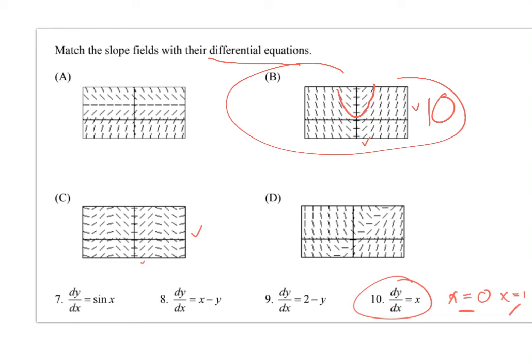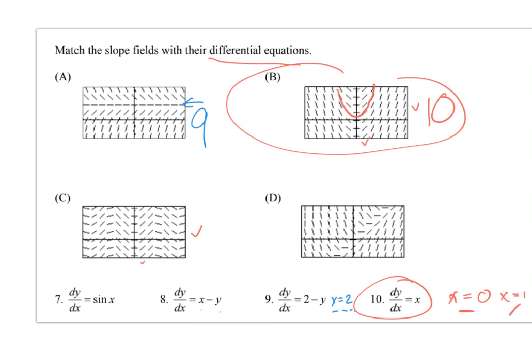Looking at 2 minus y, so these are going to be things that when y equals 2 is going to be horizontal. The one that appears to have that is here, because when y is 2, that's horizontal, so that's going to be 9. I really like thinking about this for horizontal and verticals first, because that's a pretty easy place for us to find.